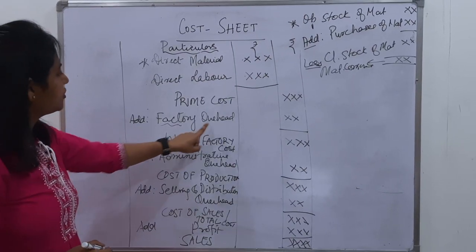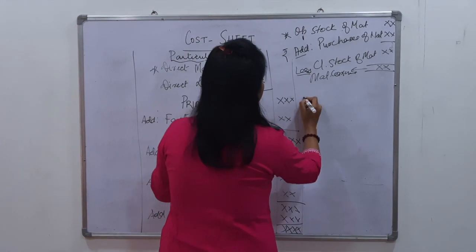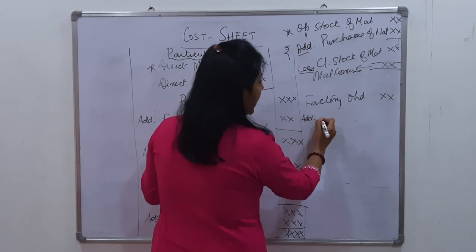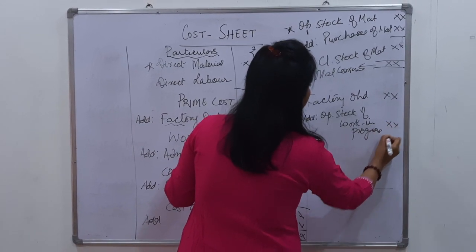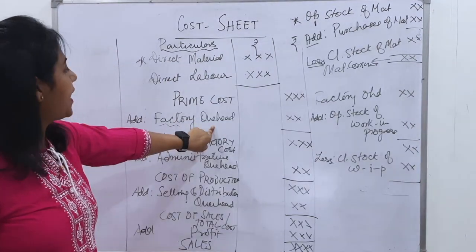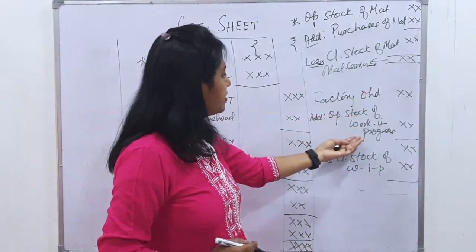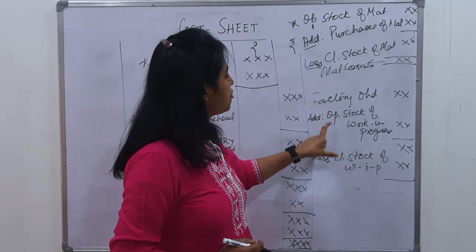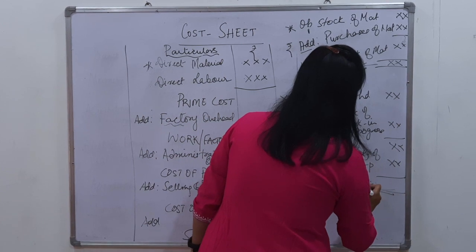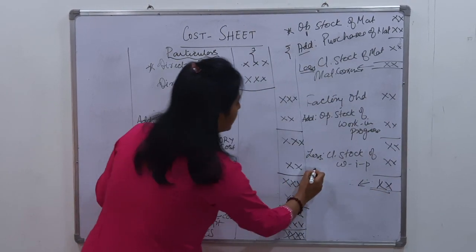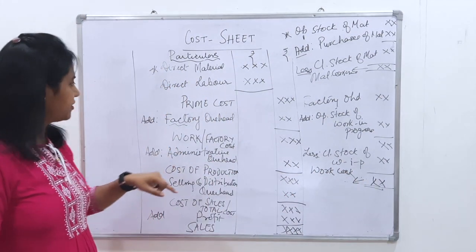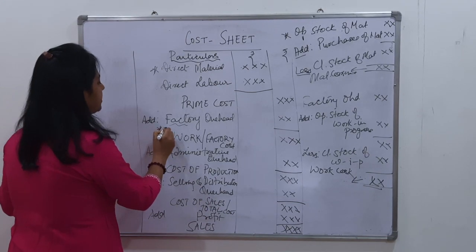Next, when you add factory overhead, with factory overhead you add opening stock of work in progress and you less closing stock of work in progress. So if you have this information about work in progress opening stock and closing stock, you have to adjust it with the factory overhead, and after adjusting only you get the value which is known as works cost. So you cannot directly find out works cost if work in progress information is there. You have to adjust it. This is what you have to keep in mind.